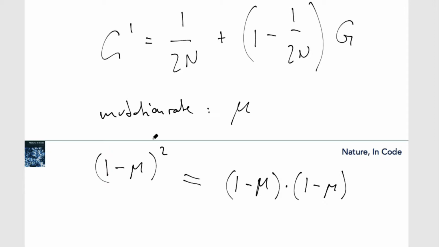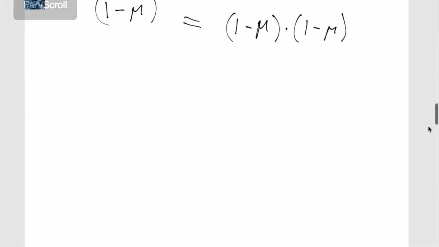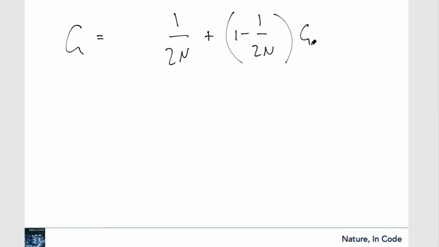And so we can take this into account by reformulating this formula, saying G is now this whole thing that we had before: 1 over 2n plus (1 minus 1 over 2n) times G. But now we have to multiply this term with (1 minus mu) squared, because that's the probability that no mutation occurred. And this is G dash.